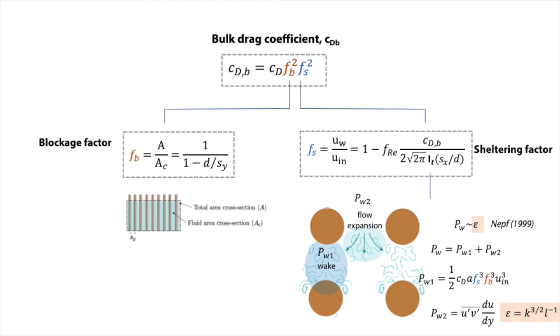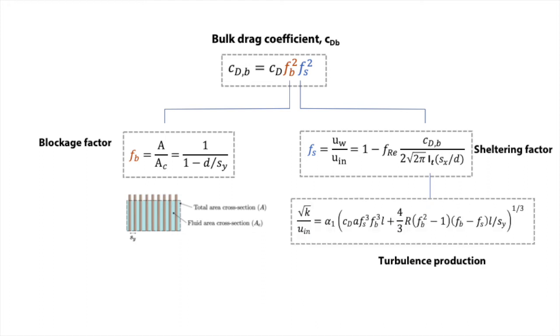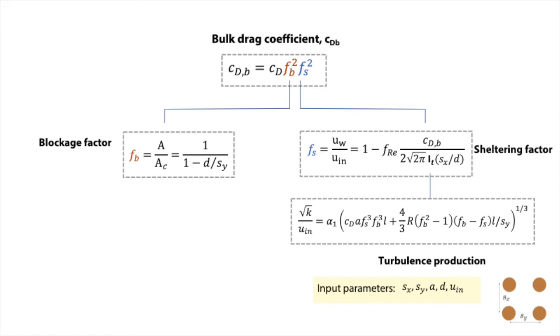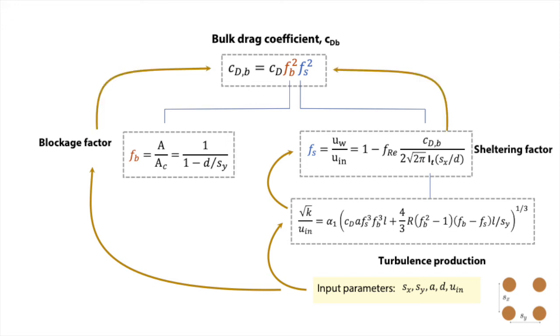By combining these expressions, we obtain an equation that allows us to calculate the turbulence production. So for instance, if we have a certain structure with a spacing between cylinders in the downstream and lateral direction, a certain frontal area per unit volume, cylinder diameter, and incoming flow velocity, we can introduce these parameters in this equation, calculate the turbulence production, use the turbulent intensity to determine the sheltering factor, calculate the blockage factor based on the geometry, and combine these factors to determine the bulk drag coefficient.